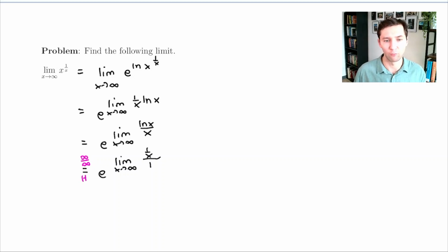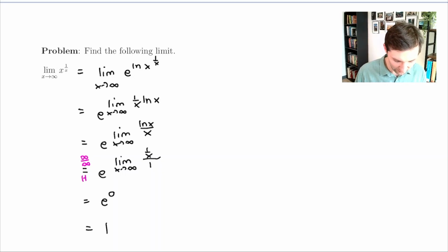The limit of 1 over x as x goes to infinity is 0. So this is the same thing as e to the 0th power. The limit of 1 over x as x goes to infinity is 0, because as x gets bigger, the whole thing gets smaller and smaller. E to the 0 is 1, so this limit is 1.